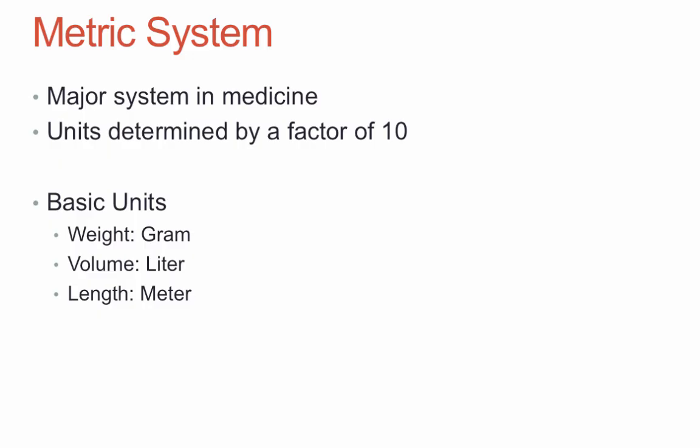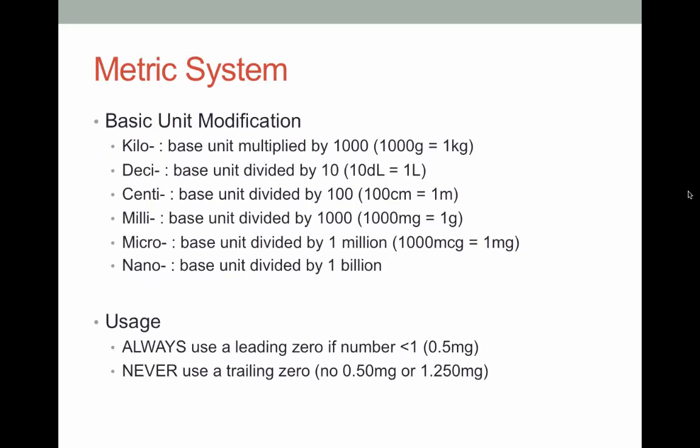The basic units we're going to be using are the gram for weight, the liter for measure of volume, and the meter for the measure of length. These are our basic units, and then we can modify them either up or down by factors of 10. When we modify our units, we're going to use these standard prefixes. So you'll see the kilo, where we're multiplying our base unit by a factor of 1,000. So 1,000 grams is 1 kilogram.